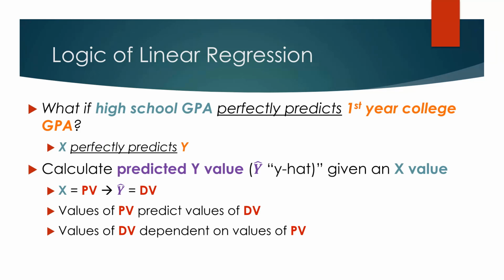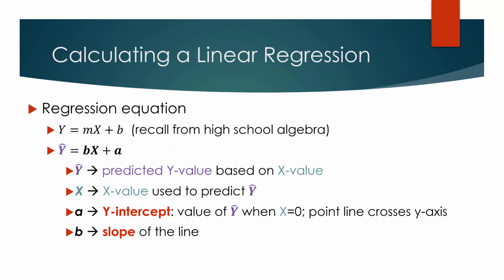So what is the predicted value of Y given a value of X? We have X and Y data already. Using that data, what would Y have been if X perfectly predicts Y? That's what we're really looking at with a linear regression. The way that you calculate this is using an equation, which is Y hat equals BX plus A. It is very similar to an equation you may recall learning from high school algebra, which is Y equals MX plus B. You used that in algebra when you were plotting graphs and doing those kinds of calculations.